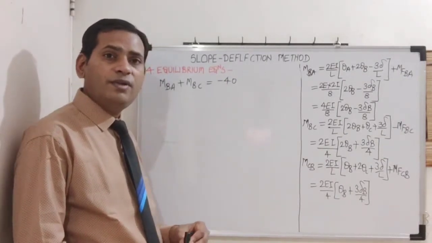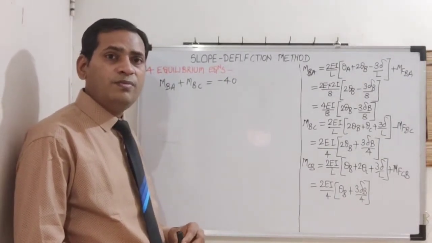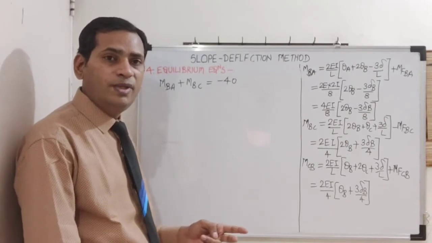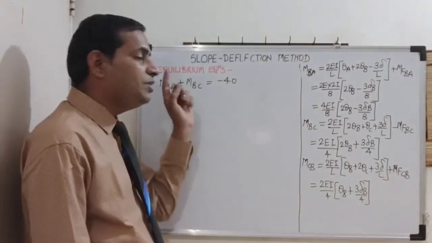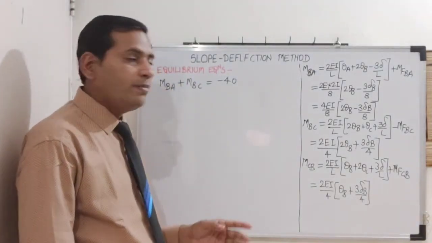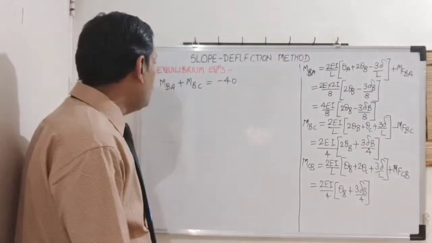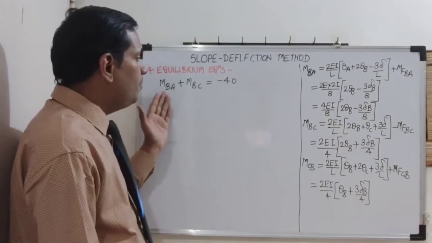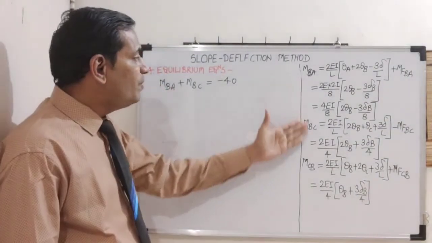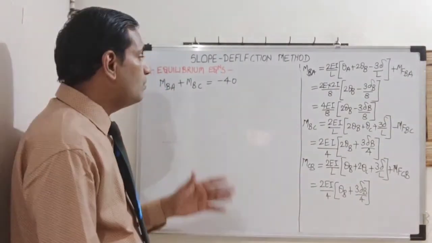Minus 40, because this is an anti-clockwise couple given in the loading diagram on joint B, and on joint B we have an imaginary support. It means there are two members meeting on joint B, one is BA, another is BC. So moments in these two members will be equal to the external moment. Let us substitute MBA and MBC from the previous steps.